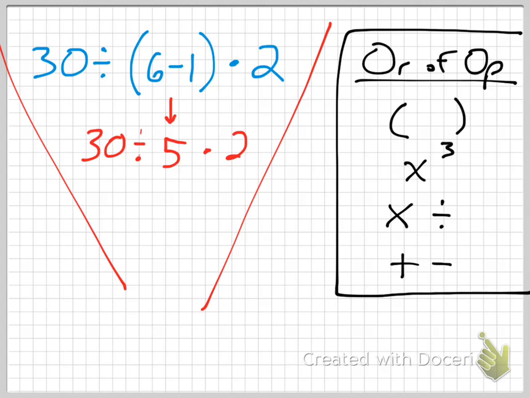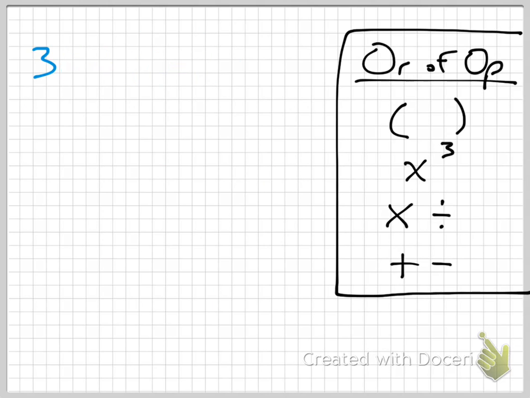What is 30 divided by 5? 6. 6 times 2, right? 6 times 2 is 12. Make sense? Okay. Notice it should start funneling down. That's how it works. Start rewriting it every time. Let's see here. What else do we got?